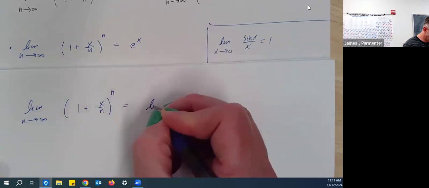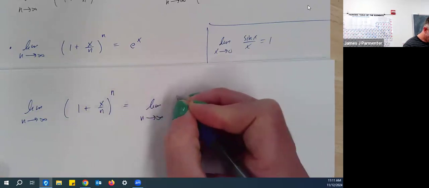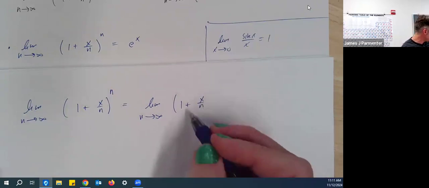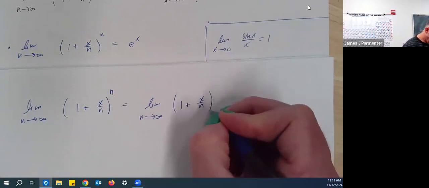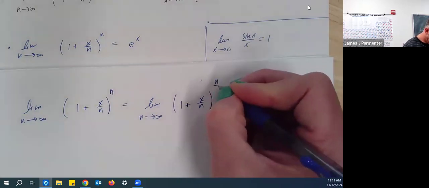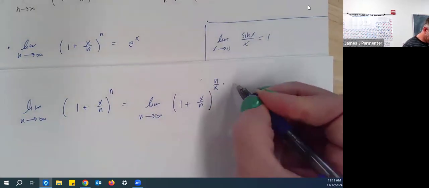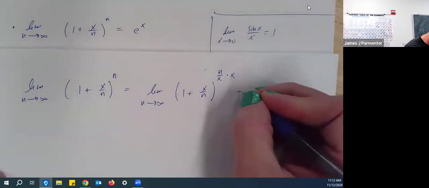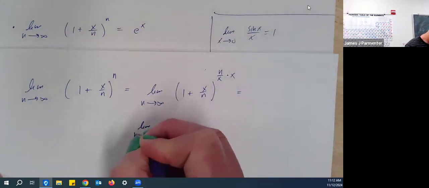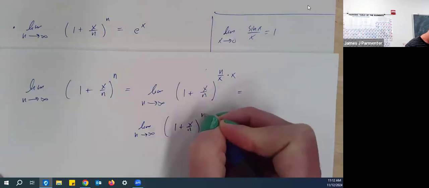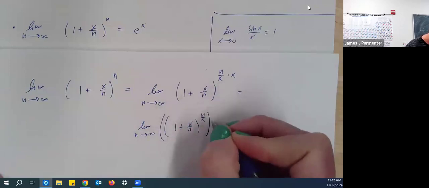I'm going to rewrite it as the limit as n goes to infinity of 1 plus my something that's going to 0, right? x over n is going to 0. That's important. I want the power up here to be n over x. But if I have n over x, then I have to multiply by x, so I didn't really change anything. And then, oh, look, I think you all see what's going to happen. It's going to be the limit as n goes to infinity of 1 plus x over n to the n over x, to the x.